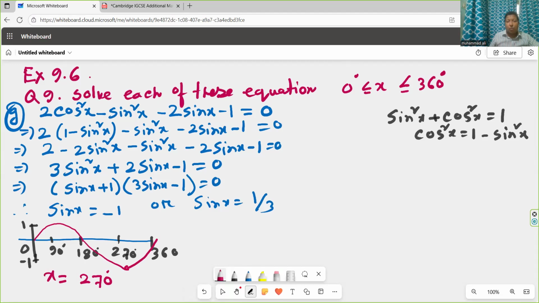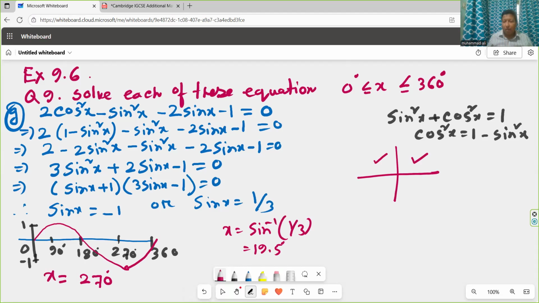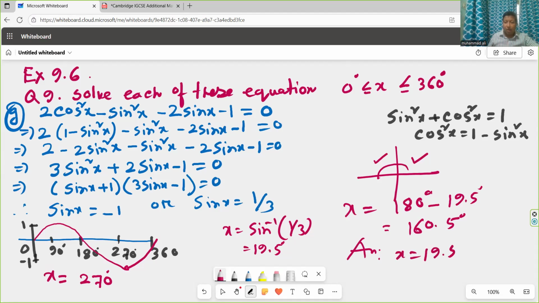And here sine x equals 1 by 3, x equals sine inverse 1 by 3, so it will be 19.5 degrees. Sine is positive in the first quadrant and second quadrant. To find the result in the second quadrant, from 180 degrees we subtract this acute angle, 19.5 degrees. So the final answer is 160.5 degrees. So the answer: x equals 19.5, 160.5, and 270 degrees.